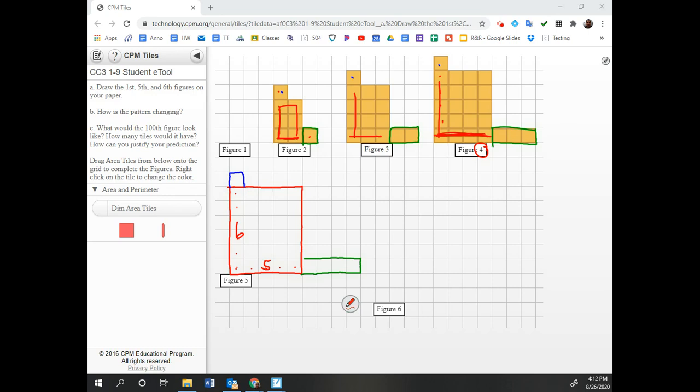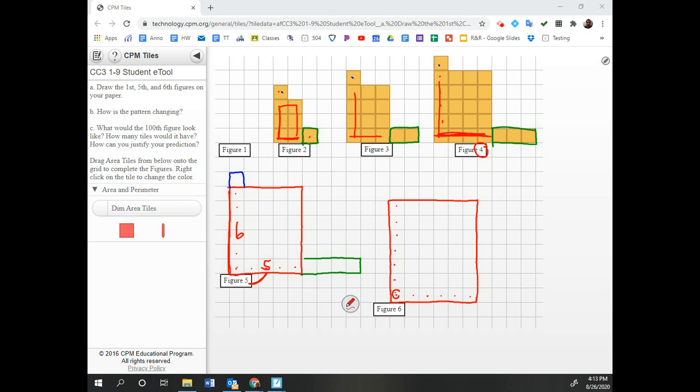All right, so here we go, figure 6. Let's go to it. The bottom of my rectangle here, it's the same as the figure number. So figure 6 is going to have 6 on the bottom. 1, 2, 3, 4, 5, and 6. It's going to have 1 more than the figure number on this left side. So it's going to go up 7. 1, 2, 3, 4, 5, 6, 7. Do you see how I counted this square twice? Here is my rectangle. It's a 6 by 7 rectangle.